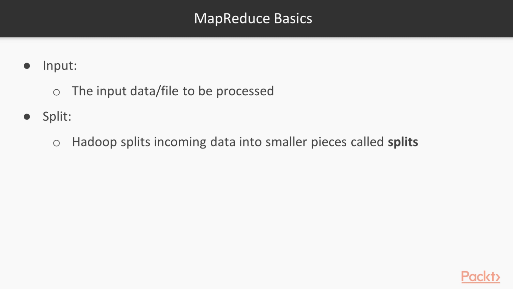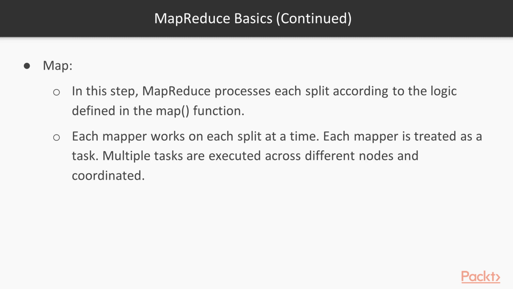Then in the split phase, Hadoop splits the incoming data into smaller pieces called splits. We also call them small pieces of the data. Now in the next phase, which is called the map phase, MapReduce processes each split according to the logic defined in the map function. Whatever logic you define in your command, it will start working on it, and each mapper function works on one split at a time. Each mapper function is treated as a task, and multiple tasks are executed across different nodes and coordinated, because it's a distributed processing system.